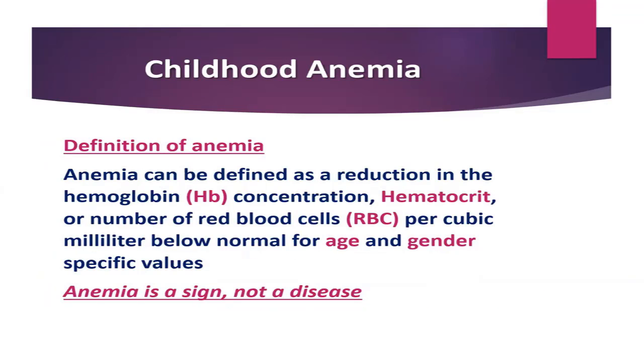How do we define anemia? Anemia can be defined as a reduction in hemoglobin concentration, hematocrit or packed cell volume, or the number of red blood cells per cubic milliliter below normal for age and gender specific value. Anemia is a sign of underlying disease, and the clinical presentation of anemia depends on the etiology and pathogenesis of the underlying disorder.